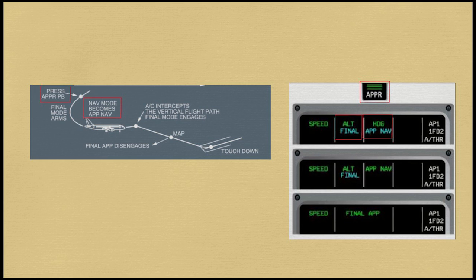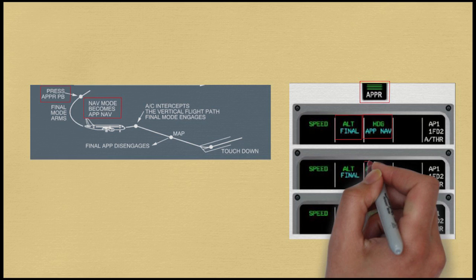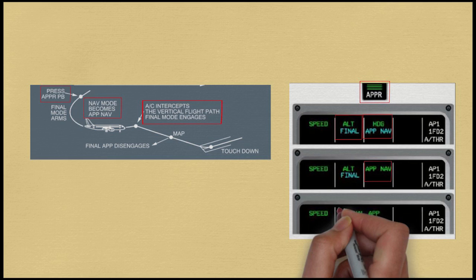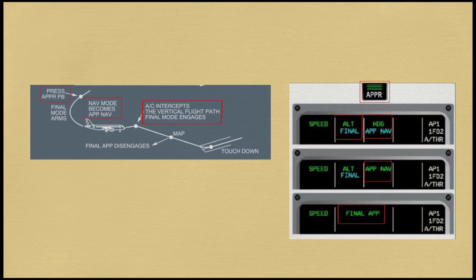Once you're on the inbound course, approach nav is active and green in the lateral mode. Once you've entered the final descent point and on the inbound course, final approach is active and green. Remember, this is just an example. Other versions are available.